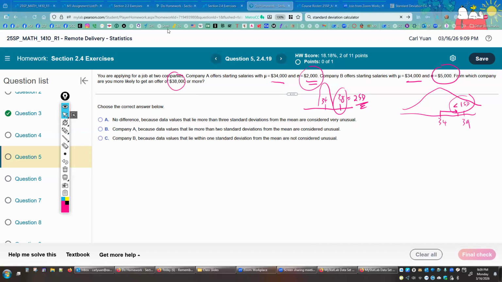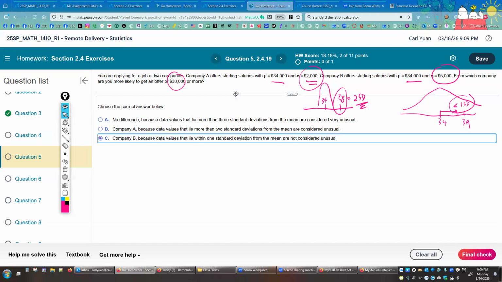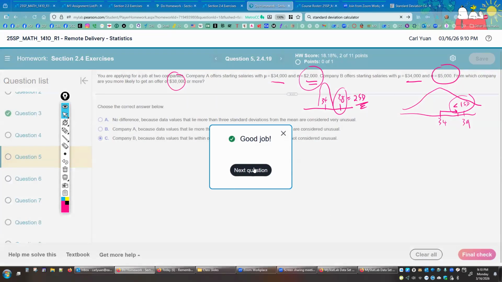So which one are you more likely to get an offer from? Well, I would say company B, because data values within one standard deviation from the mean are not considered unusual. In a way, that is true. One standard deviation versus two standard deviations, two standard deviations is a lot less likely. All right, that's the only question.